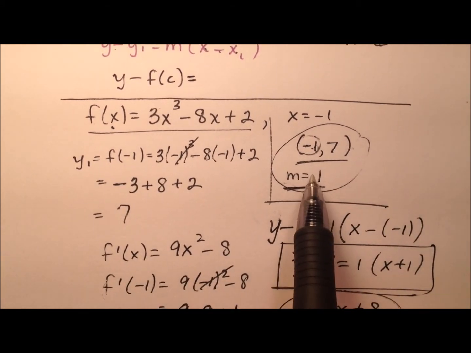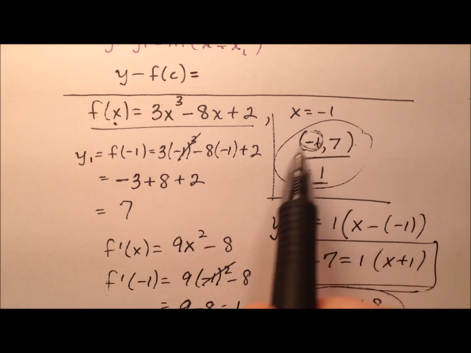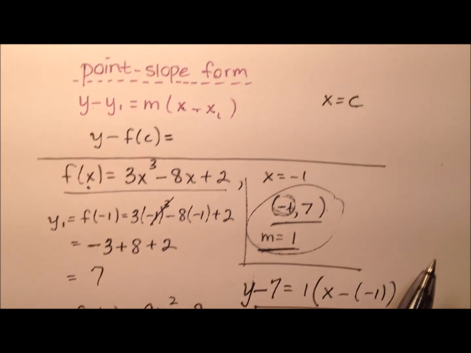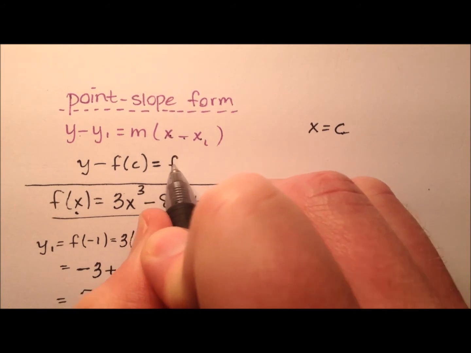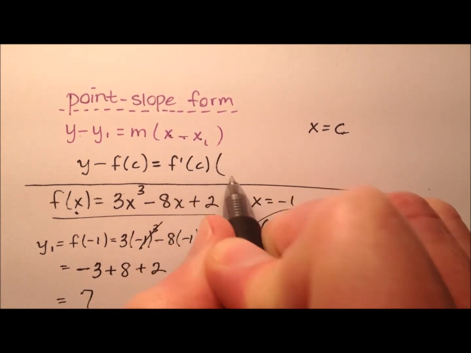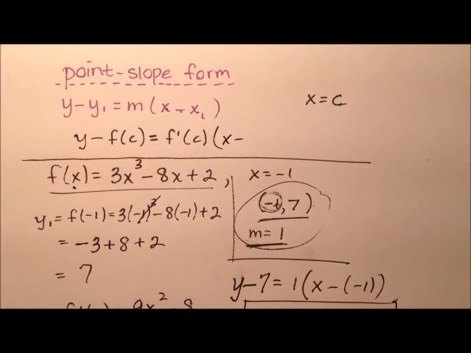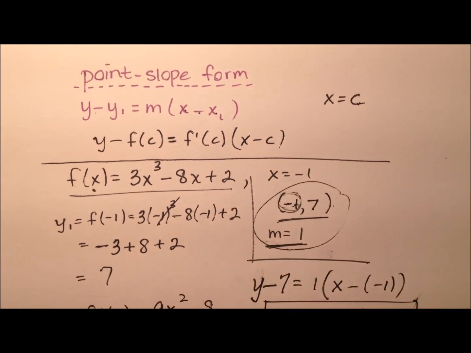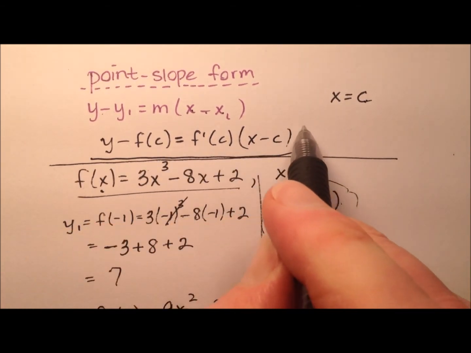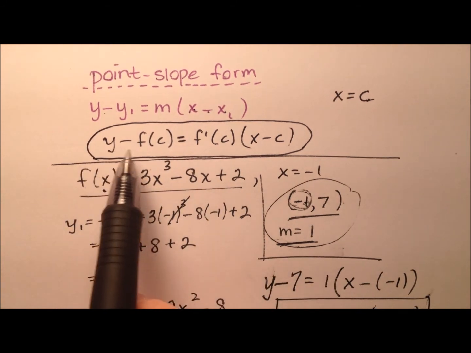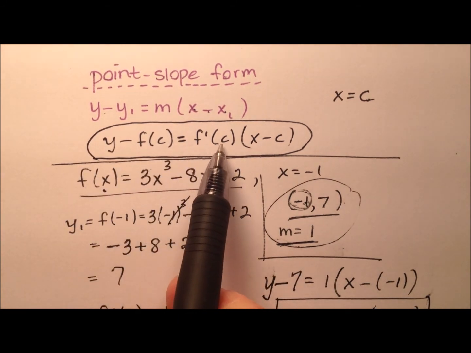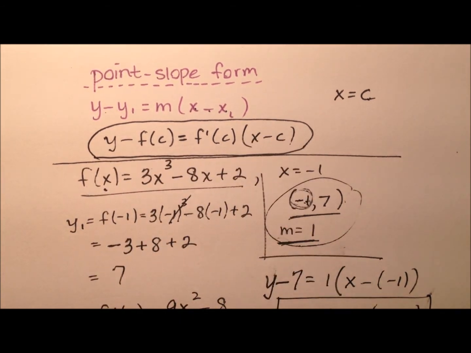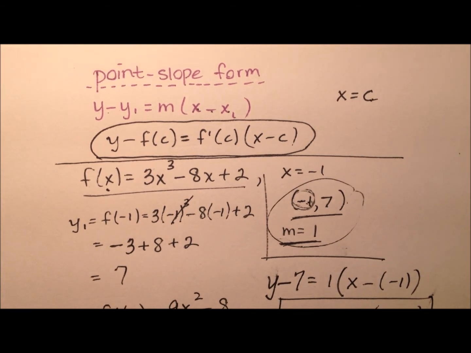And how do we find the slope? Well, we put that x value into the derivative. So c goes into the derivative. And then x minus that x value, well, that x value is c. So right here we have a really great equation. Y minus f of c equals f prime of c times the quantity x minus c. And that's going to be a general point-slope form equation that we can use to write the equation of tangent lines.